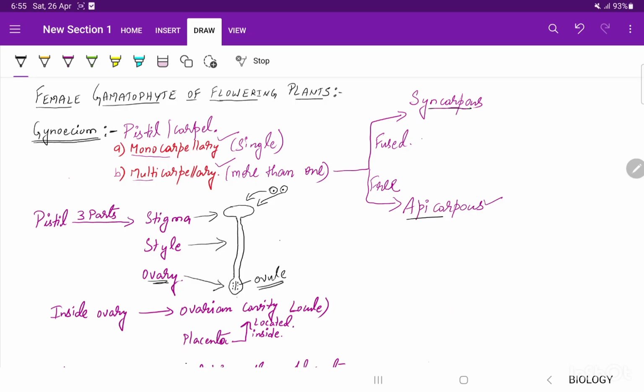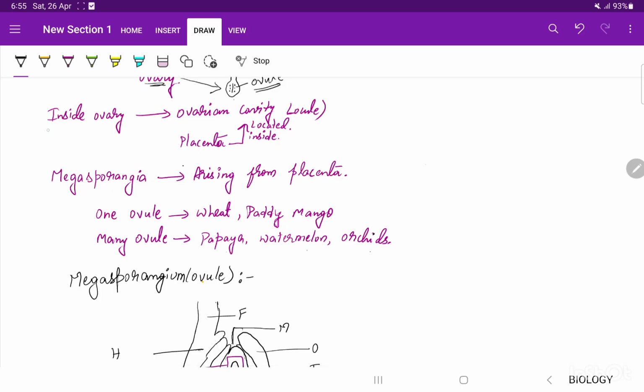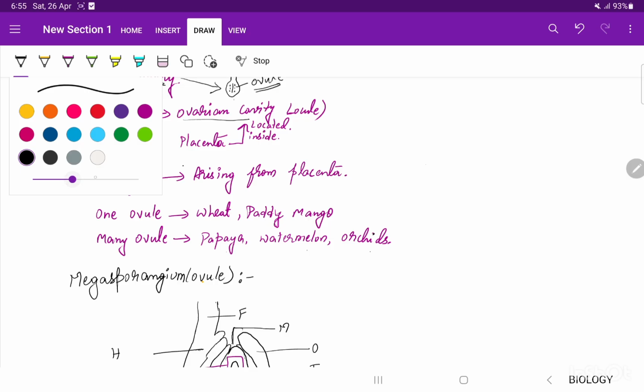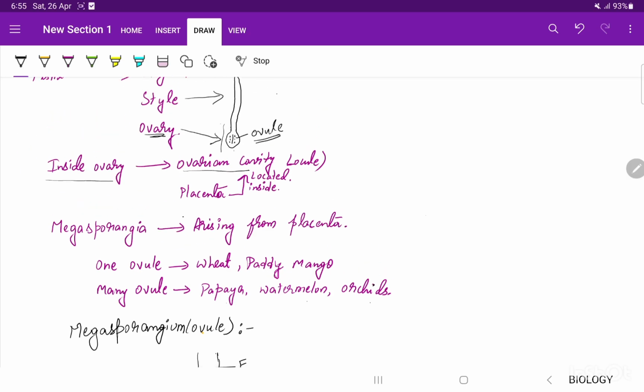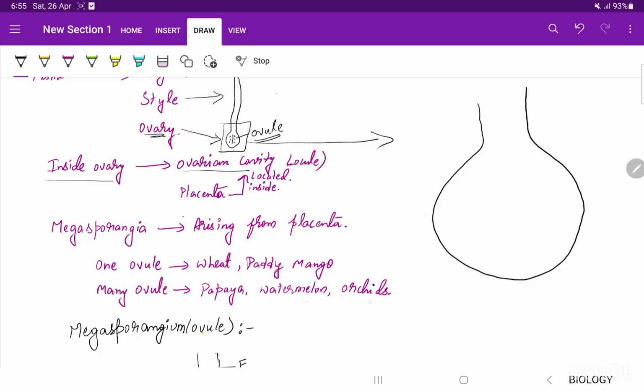Next, inside the ovary is the ovarian cavity. Let me draw here so that it will be clear for you. This is a bulged portion that is called ovary, which is having the ovarian cavity. All this which is present here is the ovarian cavity. I am putting dots so that it is easy to understand. Hence it is called the ovarian cavity, or it is also called locule.